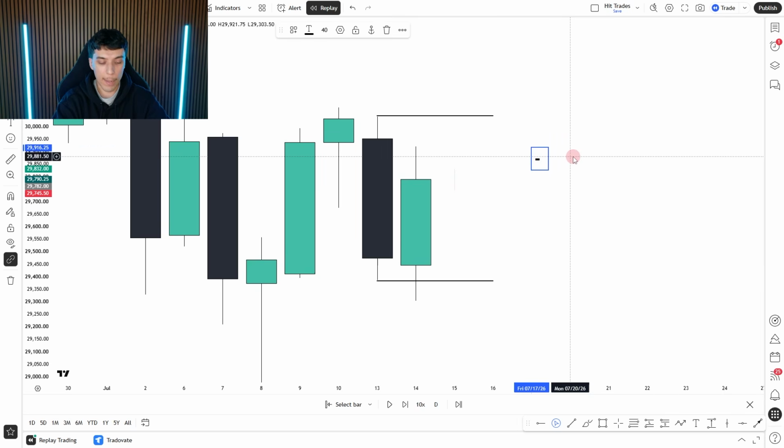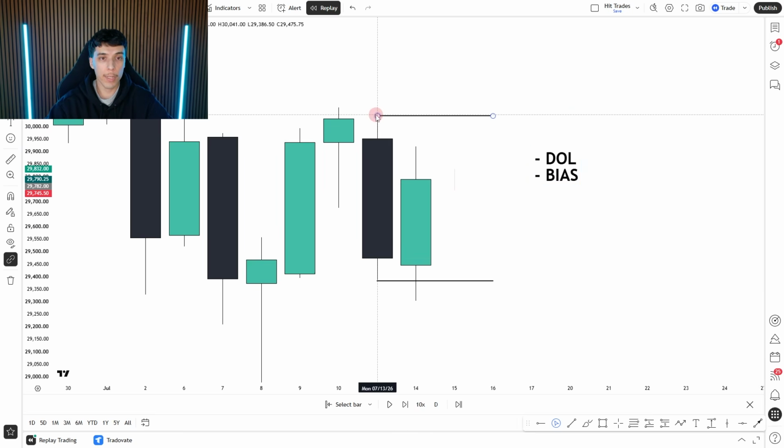So this right here establishes my drawn liquidity and it also establishes my bias. So my drawn liquidity is going to be the opposing range of this first candle, of this higher time frame candle. And then my bias, because of that, is going to be bullish because I'm anticipating price to seek the opposing range.